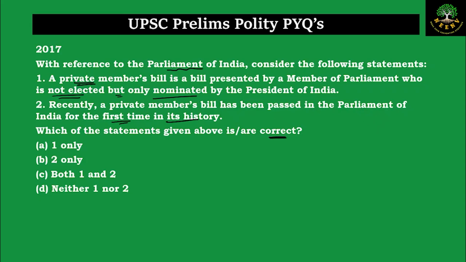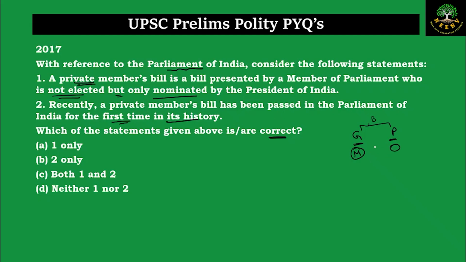Now, we divide bills into two types of bills. One is the government bill, the other is the private bill. When we say government bill, it is a bill which is introduced by a person who is a minister in the government. When we say private bill, any bill which is introduced by a person who is not a minister, such bills are known as private bills.